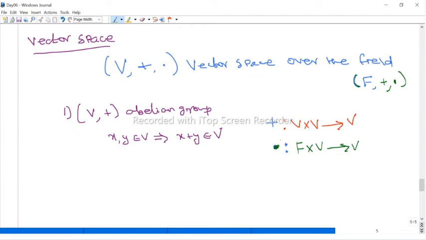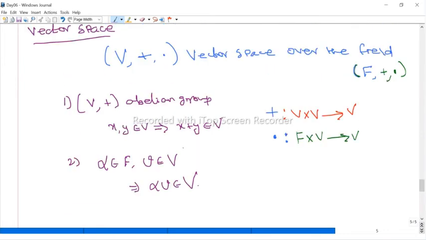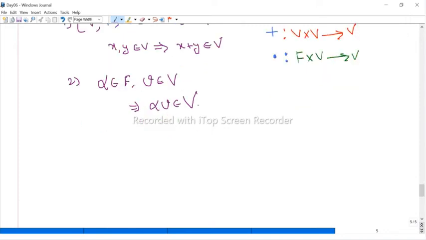This dot, in blue color. So what is this blue multiplication? We take any element alpha from F and v from the set V, which implies the product alpha times v should be in the set V. With respect to these two operations, first of all, with respect to addition we form an abelian group, and then there is a relation between the multiplication of the elements of F and V. So I leave it to you.